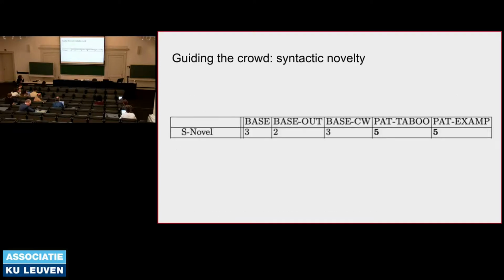Overall, we observe a high number of unique patterns in the syntax of our conditions, with the number of novel patterns being 5 on average for both taboo and patterns by example. By novel, we mean not found in the bootstrap round. This suggests our approach was more effective than the baseline in eliciting novel syntactic variations.